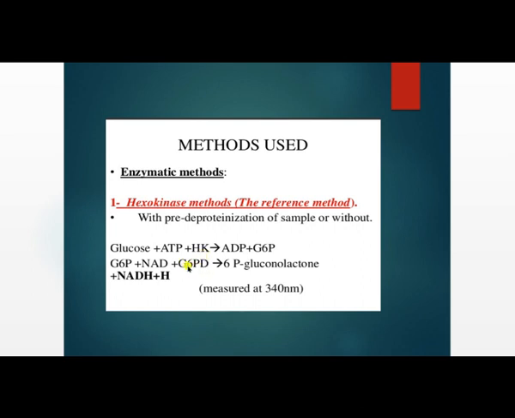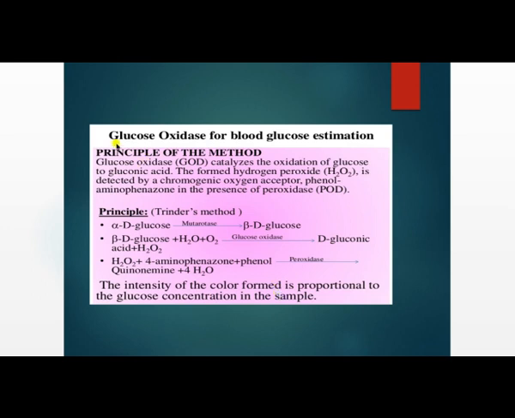After it forms 6-phosphogluconolactone plus NADH plus H+. So the intensity we are checking at this filter, or at this wavelength, is 340 nanometer. At 340 nanometer we are checking the intensity of your glucose.